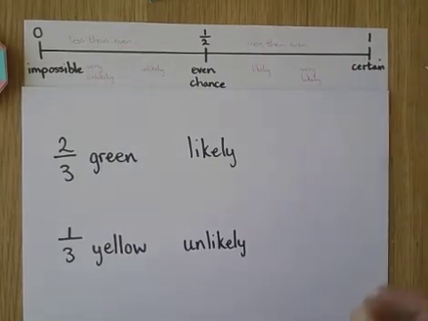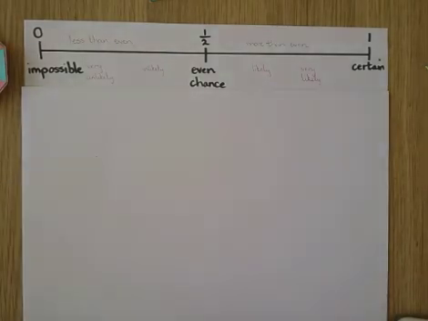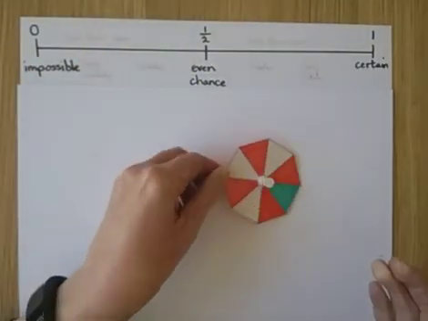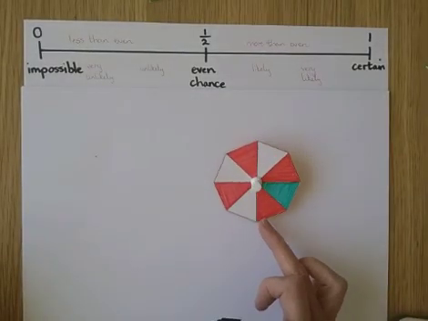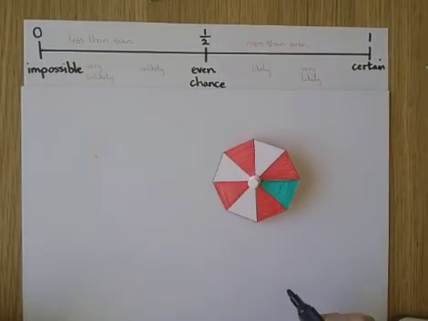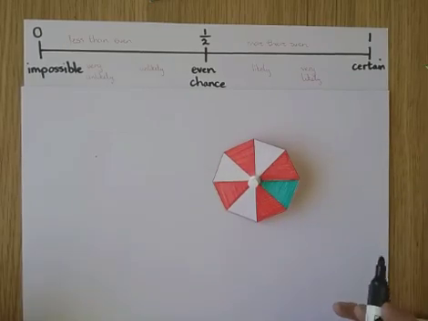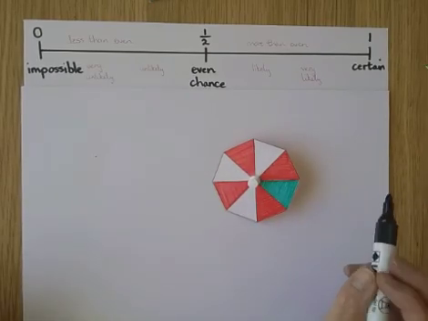Let's take a third probability spinner. Let's go for this probability spinner. So this time I've got slightly more sections. So let's count them. 1, 2, 3, 4, 5, 6, 7, 8. So there are 8 sections in this spinner.